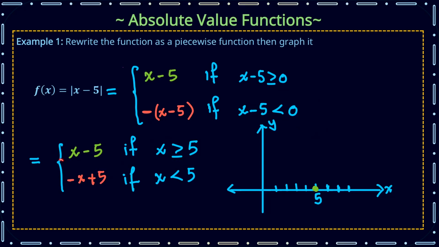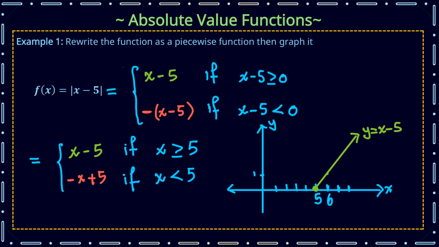To draw this full line, I just need another point. It should be in the part where x's are more than 5. Say we choose 6. Then put 6 into the green piece. 6 minus 5 is 1. So 6, 1, right about there. Connect the 2 points and you have y equal to x minus 5.